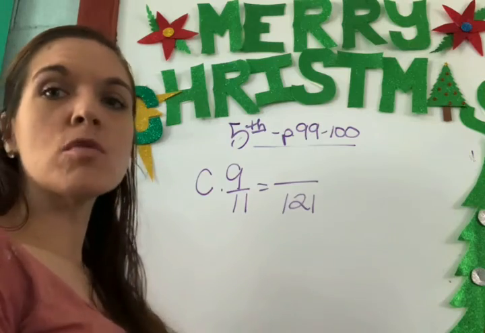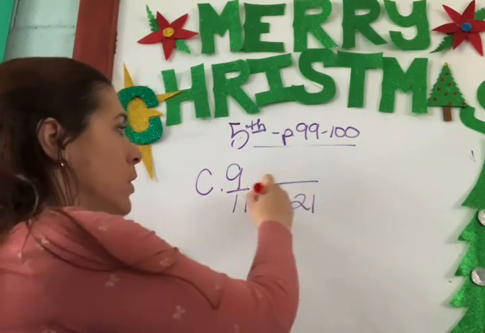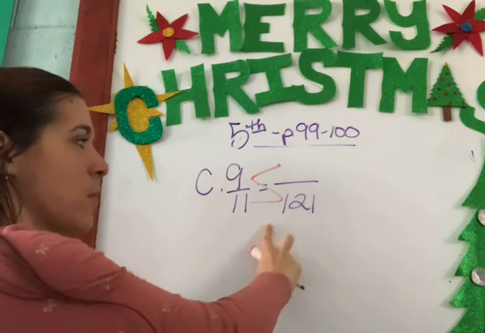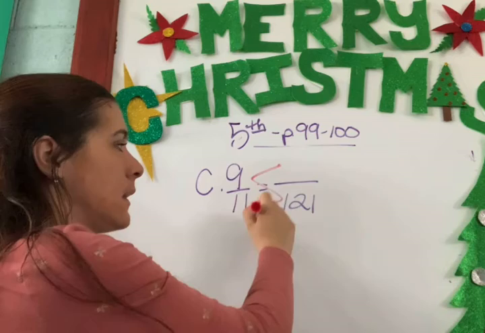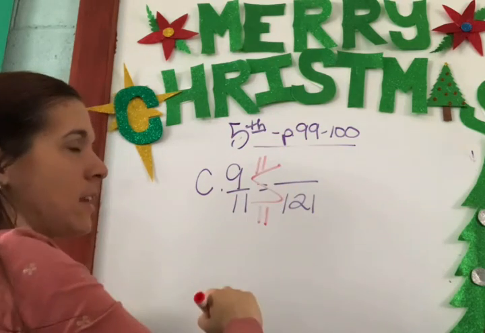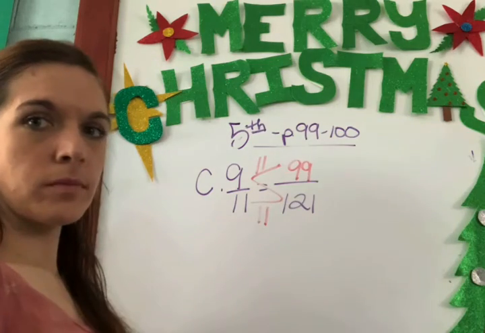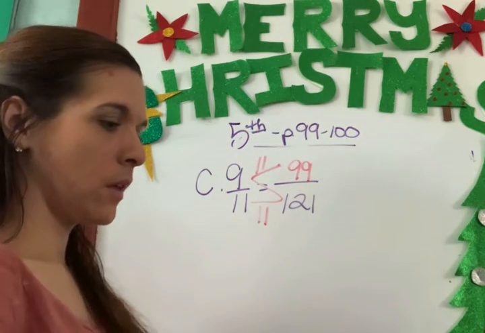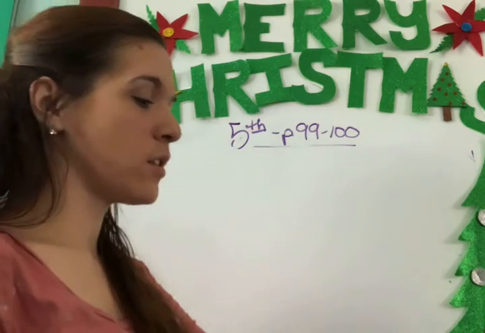Okay, you ready? The answer should be 99. Why? We go backwards Z. 11 times what equals 121, Danya? 11. So 9 times 11 is what, Zainab? 99. Okay? Okay, I think you guys can do the rest of those by yourself.